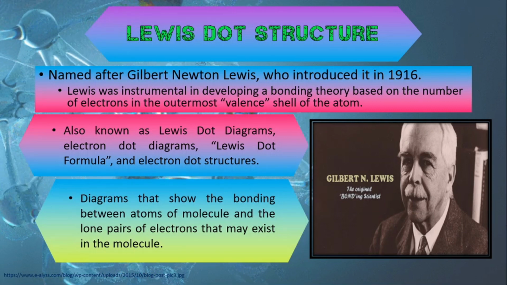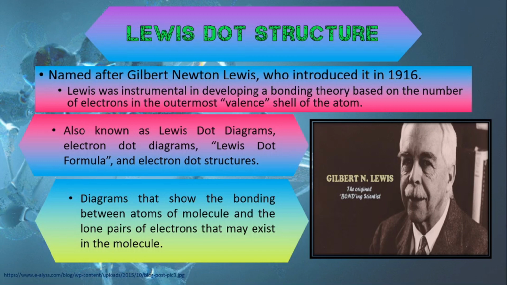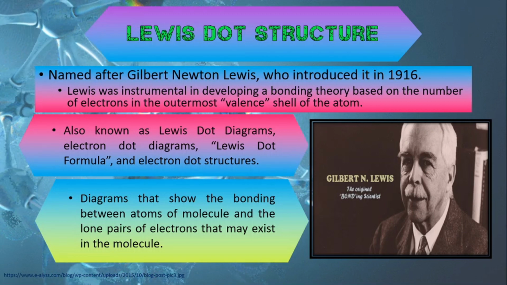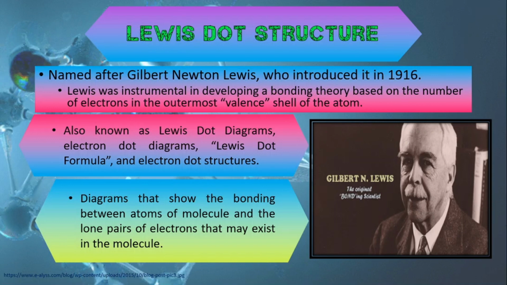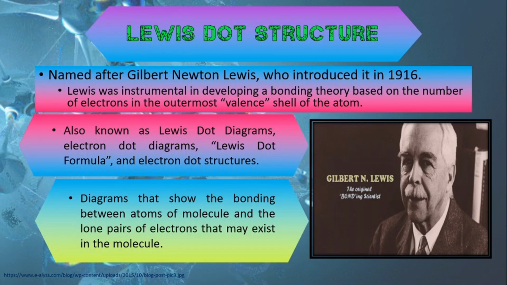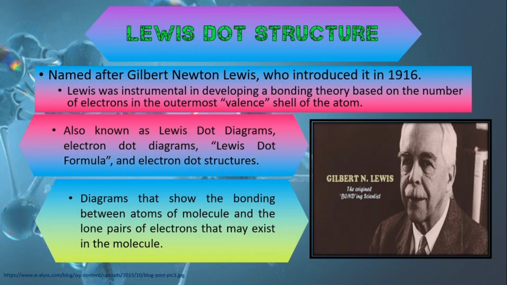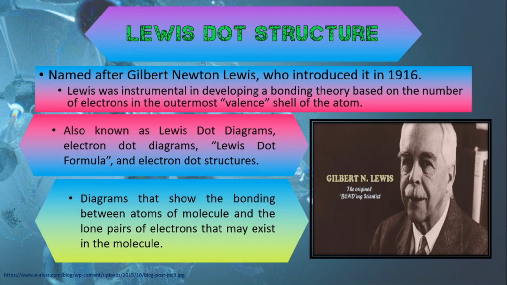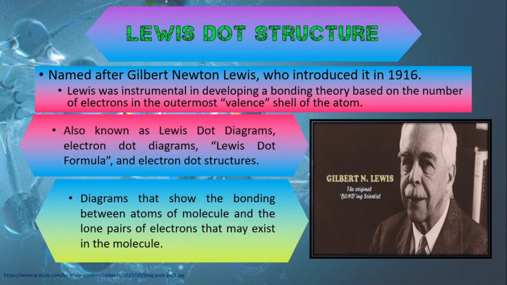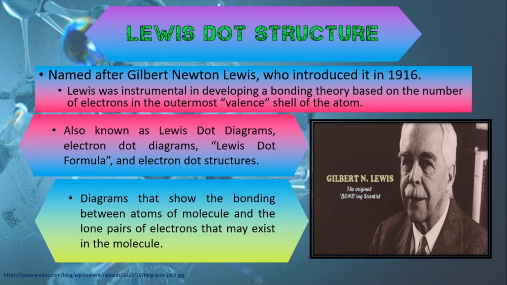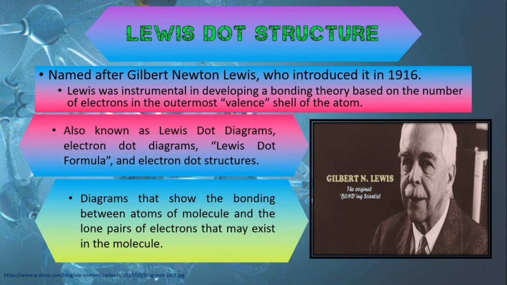Lewis-Dot structure is named after Gilbert Newton Lewis, who introduced it in 1916. Lewis was instrumental in developing a bonding theory based on the number of electrons in the outermost, or the valence shell of the atom. Lewis-Dot structure is also known as Lewis-Dot diagrams, electron dot diagrams, or electron dot structures.